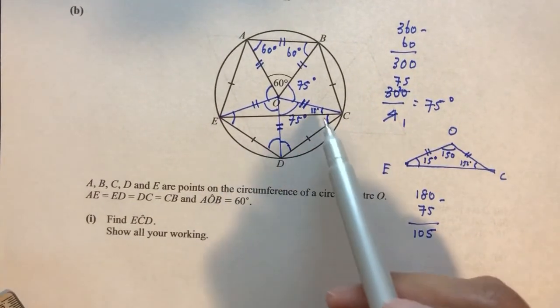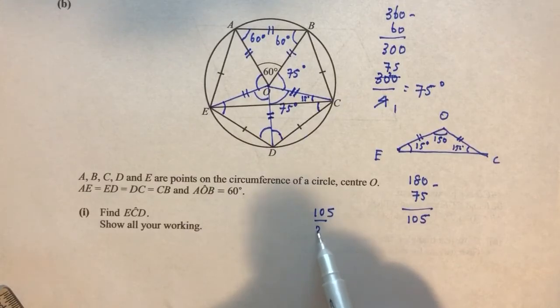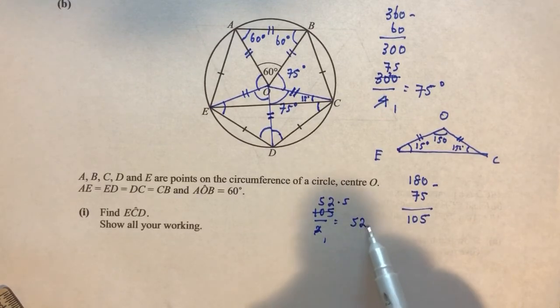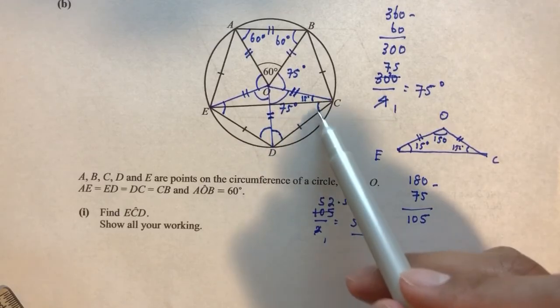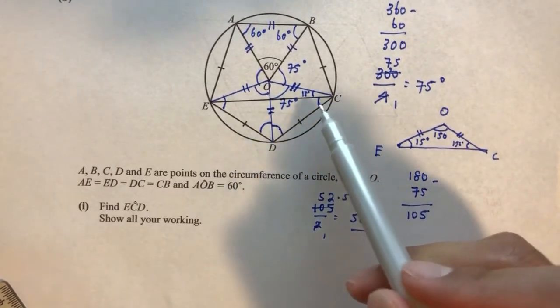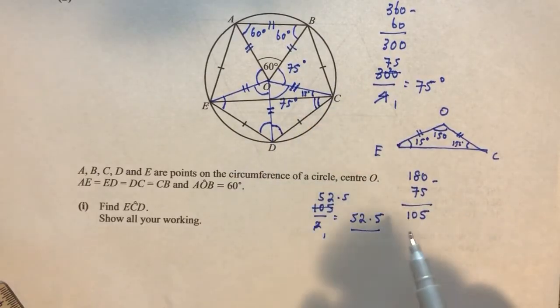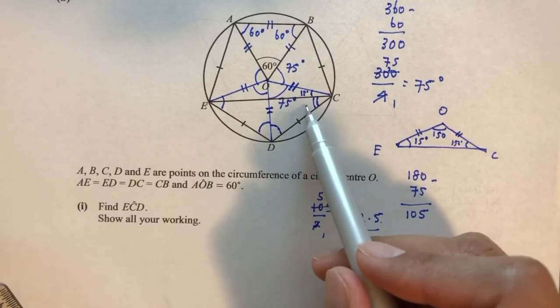So what is the size of one of those angles? It will be 105 divided by 2. That will be 52.5. 52.5 will be the size of this angle and this whole angle here. So how much is the angle ECD? How much is this angle? We have to take 52.5 minus 15 to find the size of this angle.